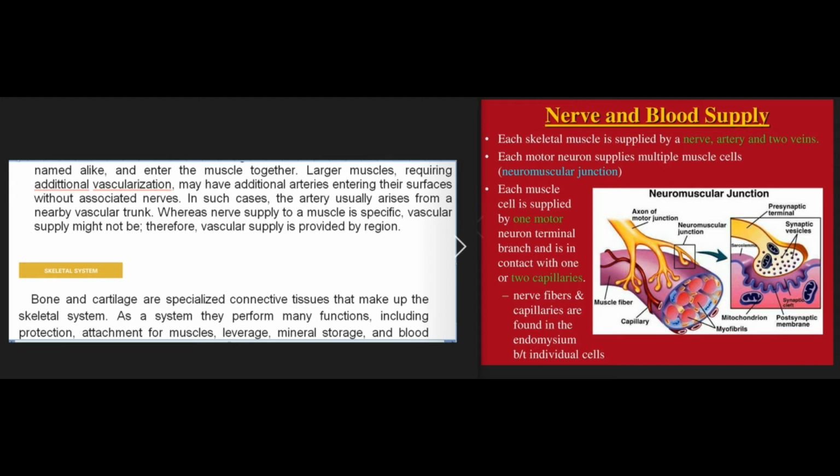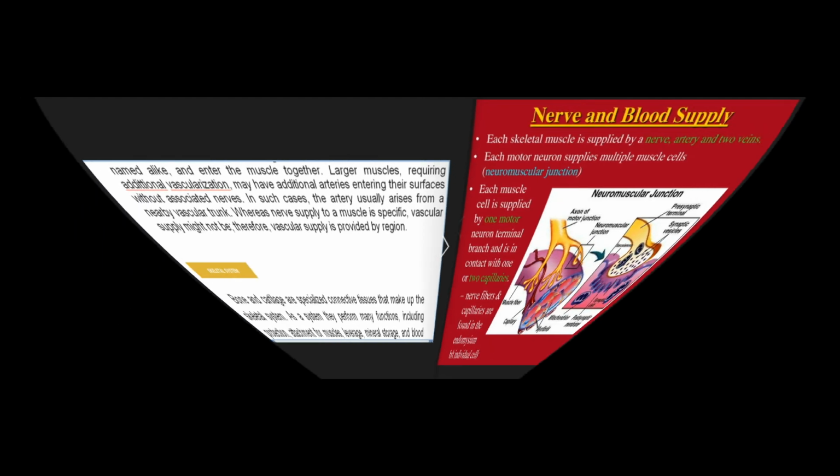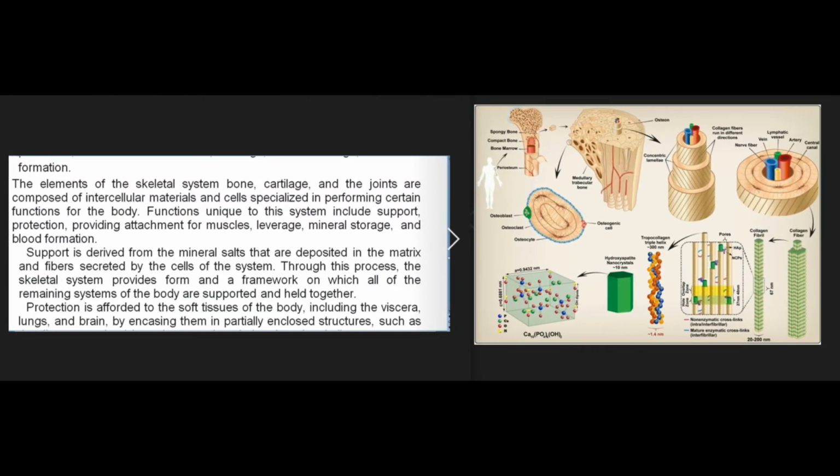Bone and cartilage are specialized connective tissues that make up the skeletal system. As a system they perform many functions, including protection, attachment for muscles, leverage, mineral storage, and blood formation. The elements of the skeletal system, bone, cartilage, and the joints are composed of intercellular materials and cells specialized in performing certain functions for the body. Functions unique to the system include support, protection, providing attachment for muscles, leverage, mineral storage, and blood formation.